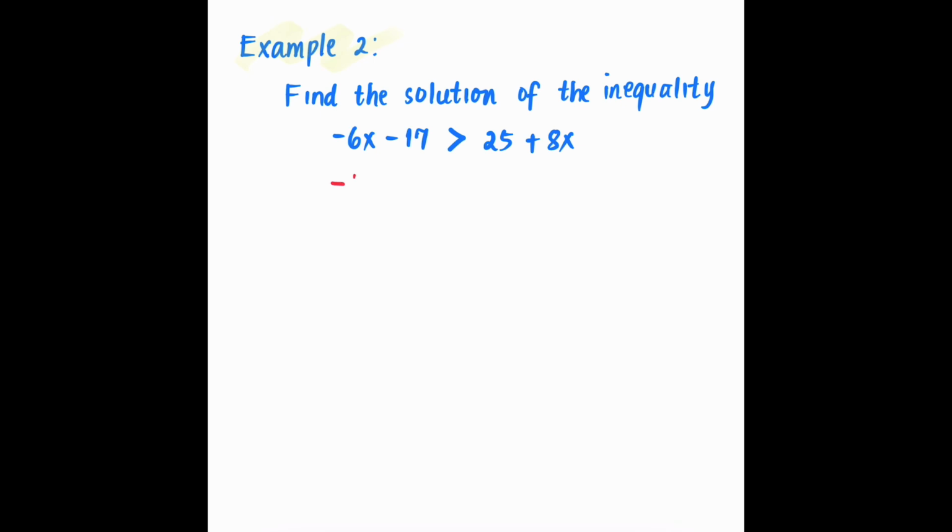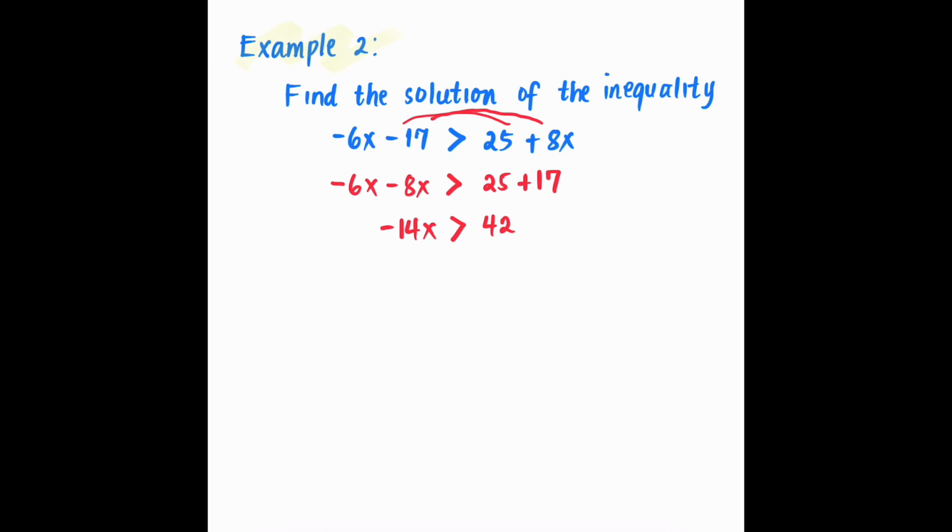So negative 6x, we just copy it. 8x positive will jump over to the left. That will become negative 8x. Greater than, copy 25. However, 17 jumps over to the right. So from negative 17, it will become positive 17. So applying the addition property of inequality. And after arranging, we simplify. So negative 6x minus 8x gives us negative 14x. Greater than, 25 plus 17 is 42. Positive.